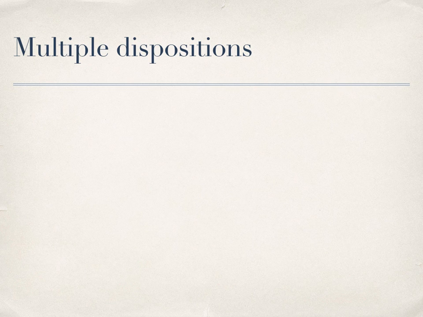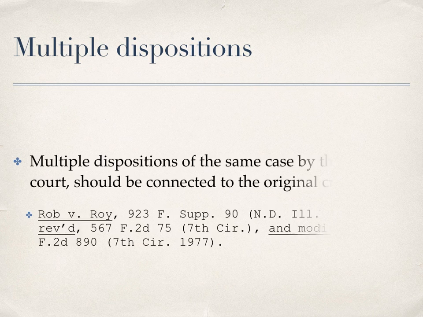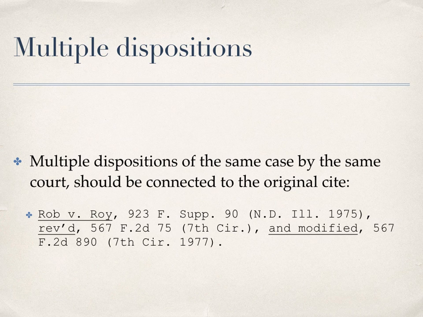Sometimes a case will have multiple dispositions. A case with multiple dispositions must be connected to the original cite. So in this particular example, we have Robb v. Roy, decided in 1975 by the Northern District of Illinois. That's the case I actually cited. My subsequent history showed that it was reversed on appeal by the Seventh Circuit at 567 F.2d 75.